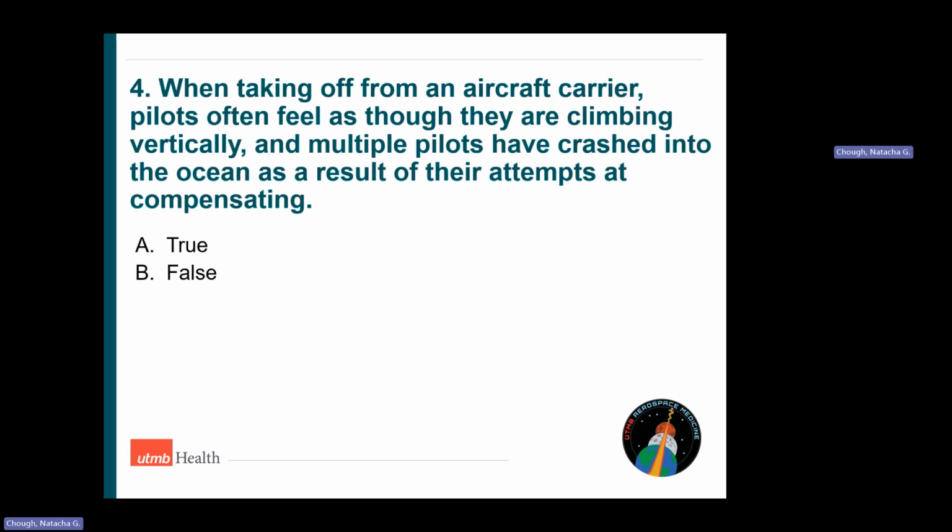Question 4. When taking off from an aircraft carrier, pilots often feel as though they are climbing vertically, and multiple pilots have crashed into the ocean as a result of their attempts at compensating. True or false? The correct answer is A, true. This is known as the head-up illusion, as discussed earlier. This illusion is caused by the otoliths and pertains to linear acceleration. During rapid acceleration, the otoliths can send a false sensation that the aircraft is climbing too steeply. As a result, pilots may push the stick forward to try to make the climb less steep. There have, unfortunately, been cases of pilots crashing into the ocean as a result.